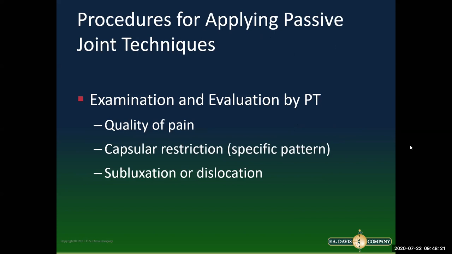So when we're looking at these joint mobilizations, the first thing the PT has to do is evaluate them. So they take quality of pain. They look to see if they've got a capsular pattern and then make sure that there's no subluxation or dislocation before we do these mobilizations.